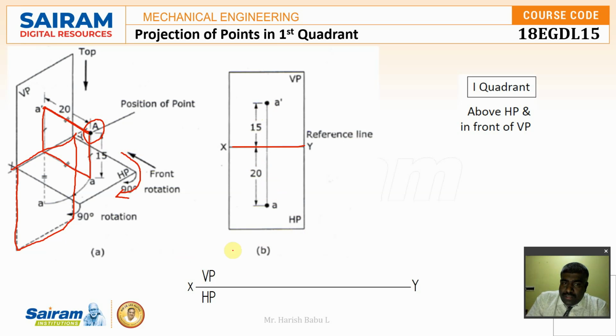So what I'm going to do is remove the boundary of the vertical plane and horizontal plane, and I normally say that whatever things are above the XY line are VP, whatever things are below the XY line are HP. So whenever you're doing the projection in the first quadrant, always you have to specify this as VP by HP. So the front view always will be above the XY line and the top view will be below the XY line in the first quadrant.